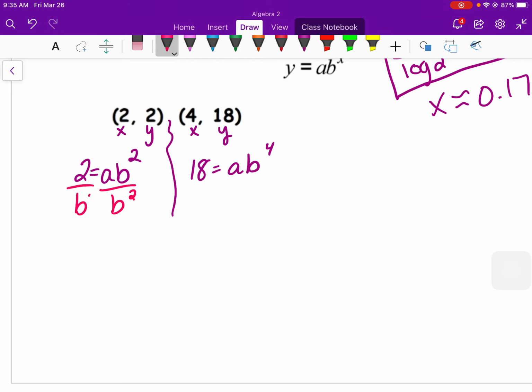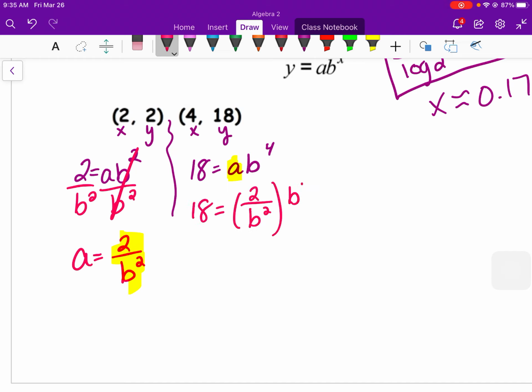So I'm going to solve for a by dividing by b squared. So I get a equals 2 over b squared. Then I'm going to take that and plug it into the a over here. So that'll look like this. 18 equals 2 over b squared times b to the fourth. Now that's b to the fourth over 1. So now I can reduce b to the fourth over b squared, and that reduces to just b squared. You subtract exponents when you're dividing.